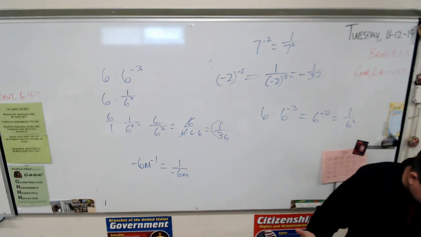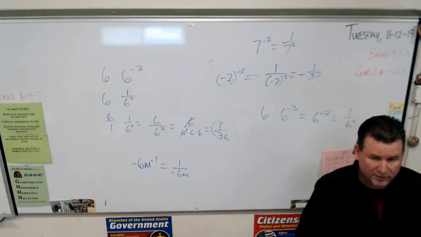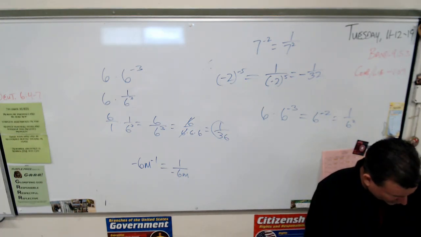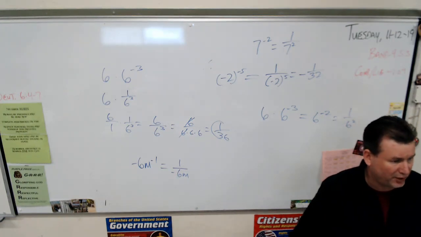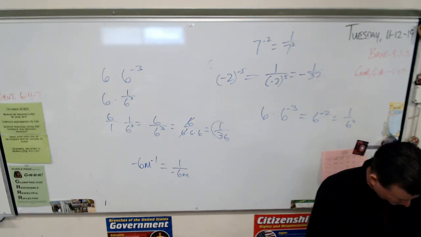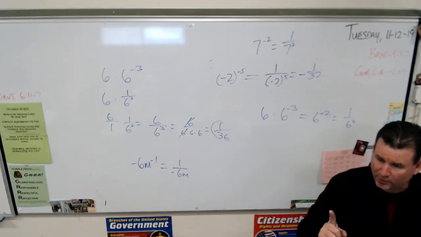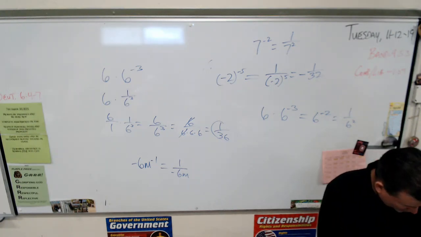All right, number 6. Are the bases the same? Yeah. So what do I do with the 2 and the negative 2? What's 2 plus negative 2? 0. What's anything to the 0 power? 1. The answer to number 6 is 1. Anything to the 0 power is 1. Number 7.